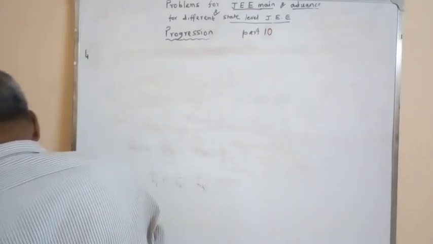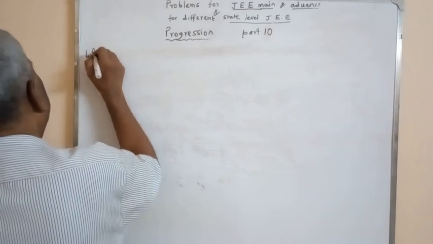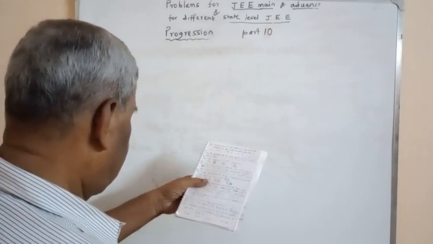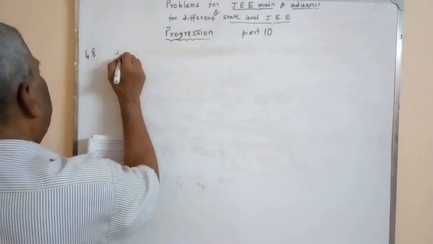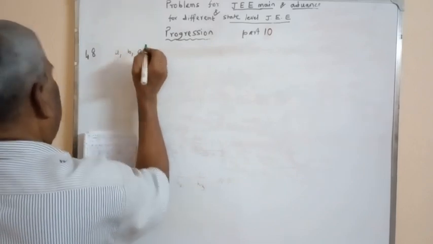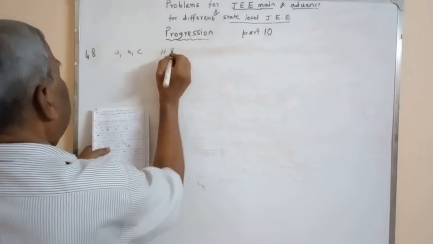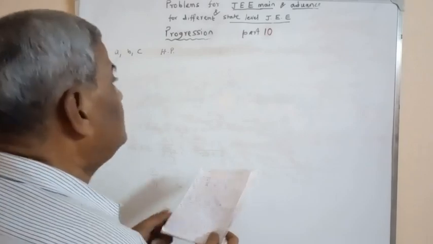Problem number 48. The forty-eighth problem is, if A, B, C are in HP, then which one is true?